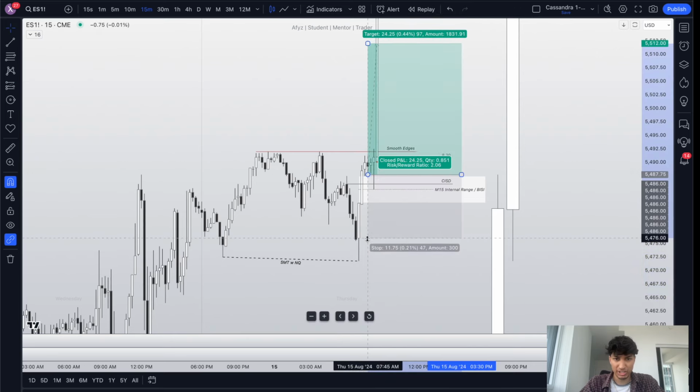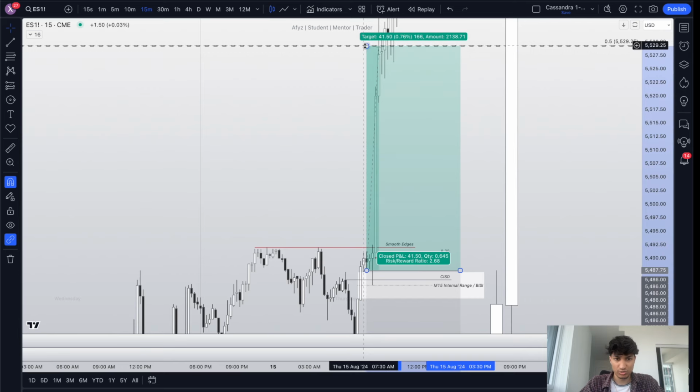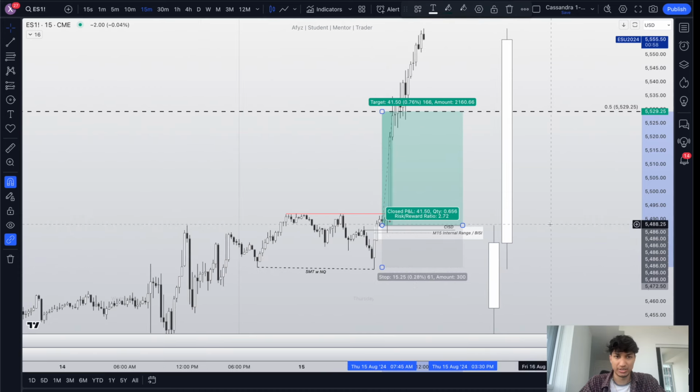I risk the rejection block low or the wick low. It's your preference. In my case, I risk the wick low, and I am targeting this right here. Realistically, you can also risk this rejection block low, but I choose to just risk the true protected low in my opinion, which is the SMT protected low.